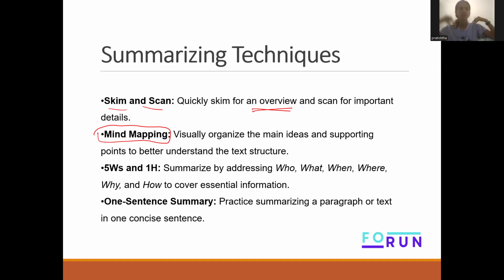It just visually represents what we are going to talk about, right? So just visually organize all the main ideas and all the supporting details, right? And it would help you understand the structure of the text in a better way.